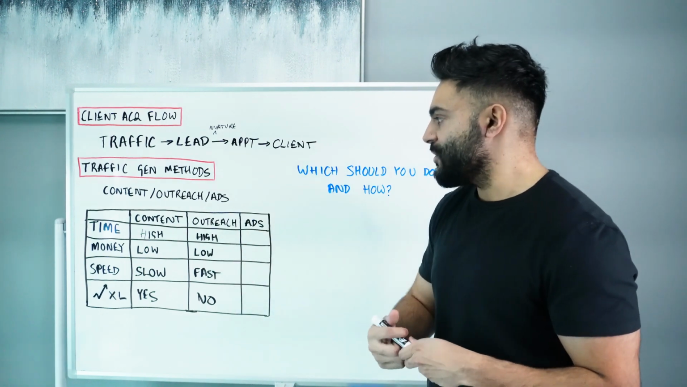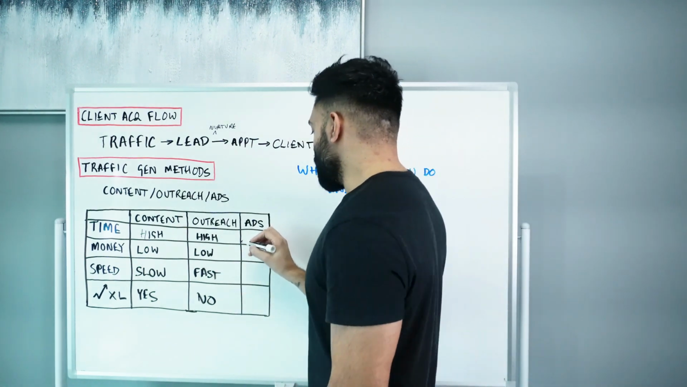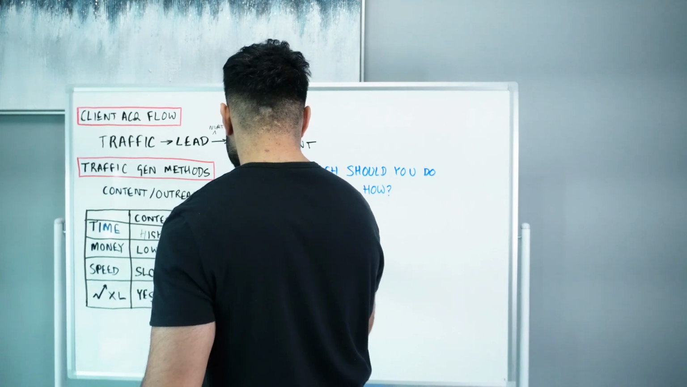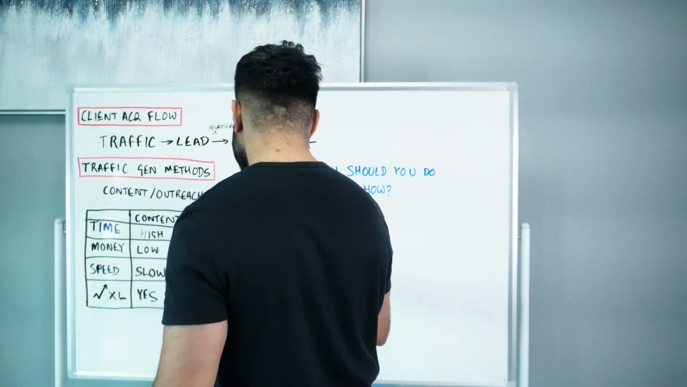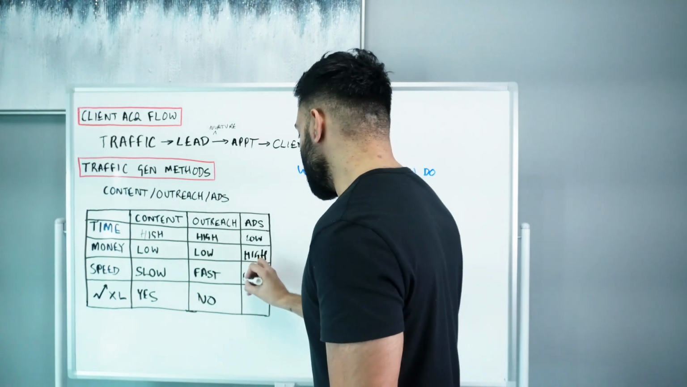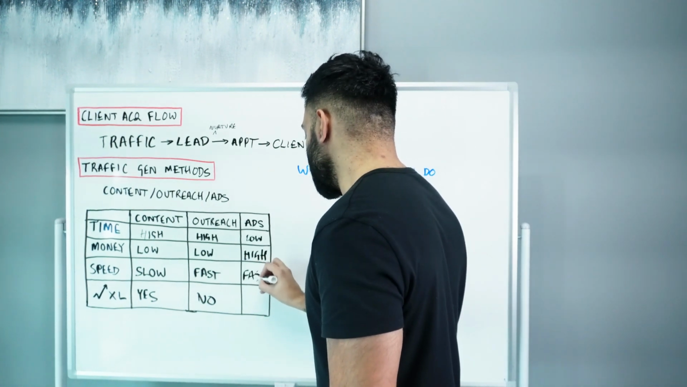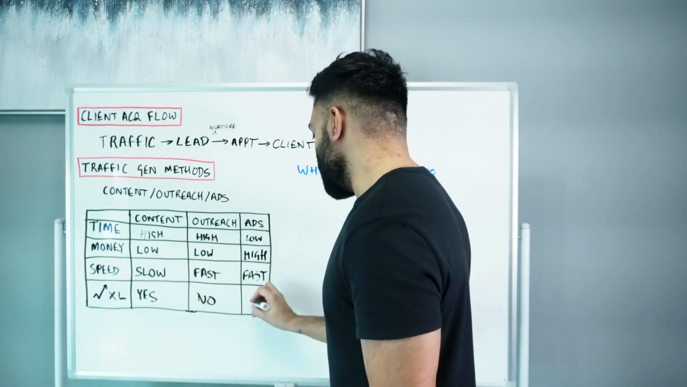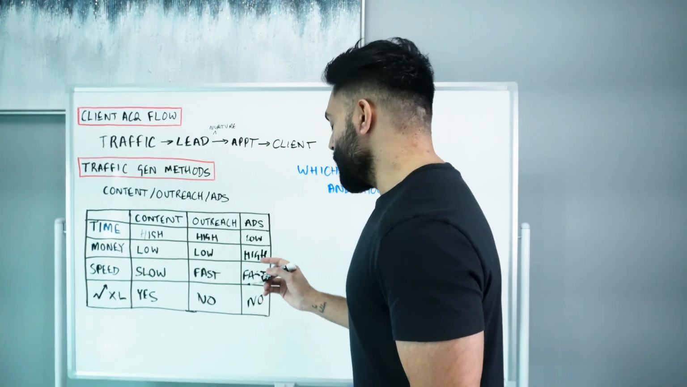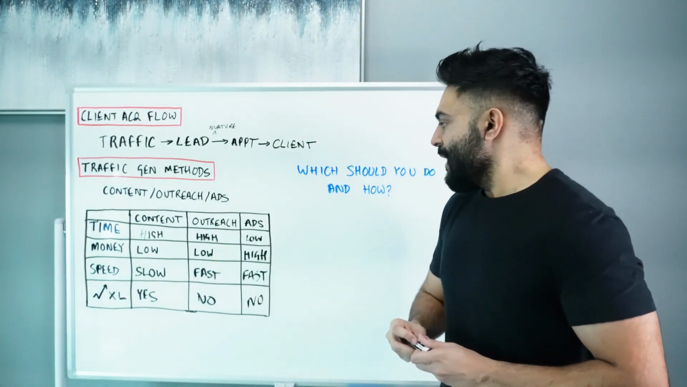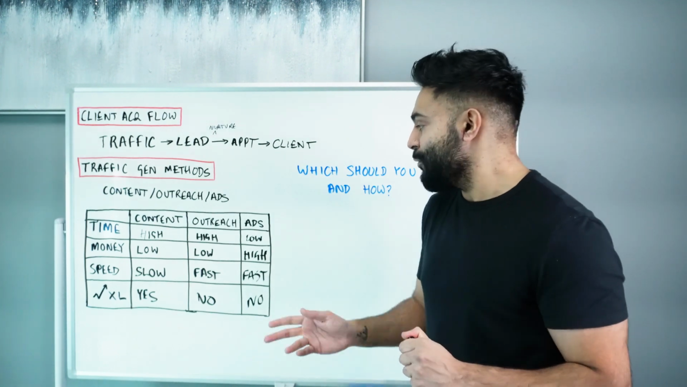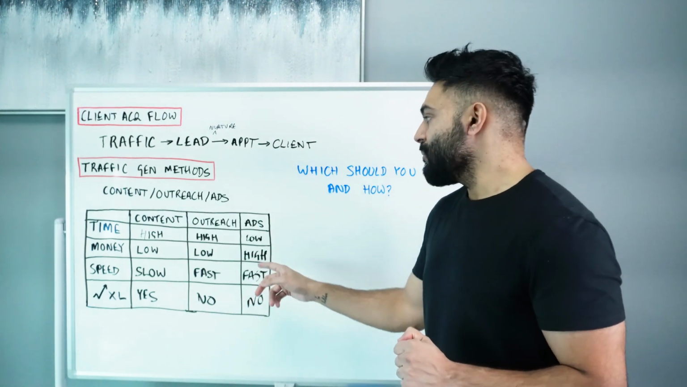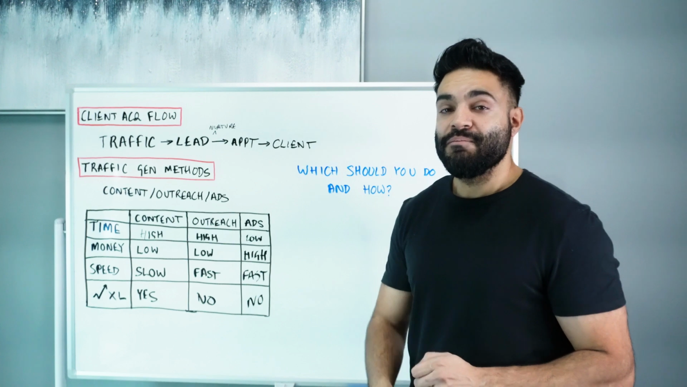And then moving on to ads. Ads time is low. The money is high. The speed is fast. And exponential leverage is no. Let's just explain that. Ads, the time is low. You put your time in to just create the ad or have someone make it for you. It's done. The money is high.